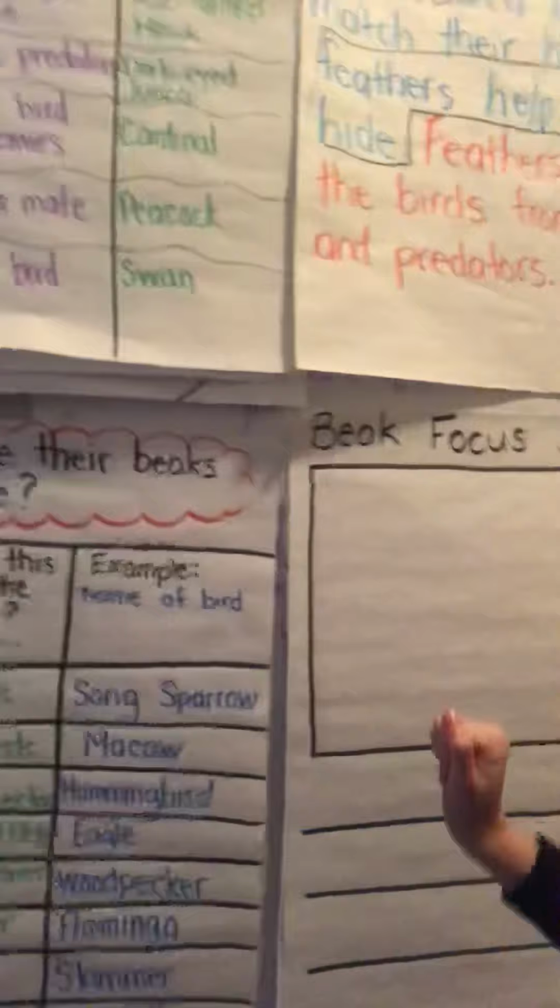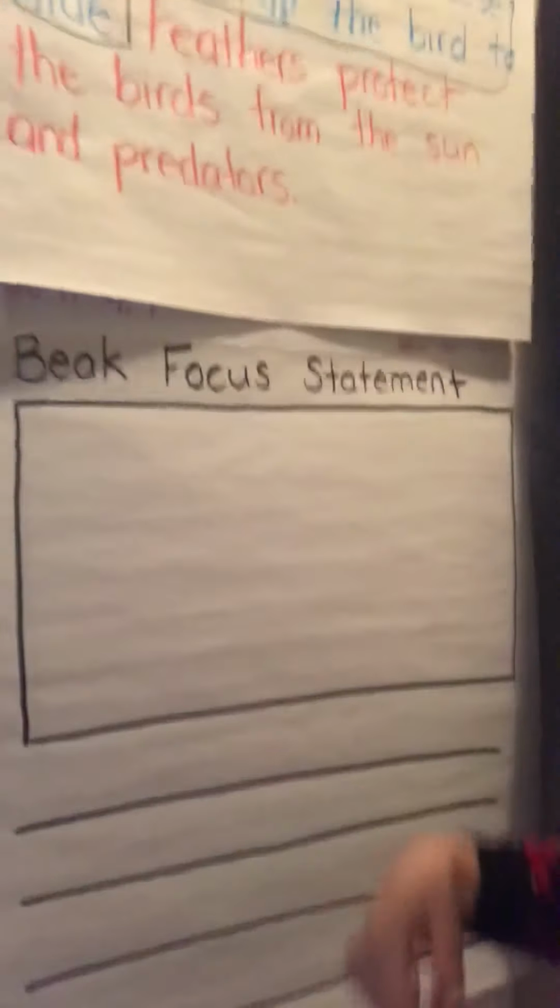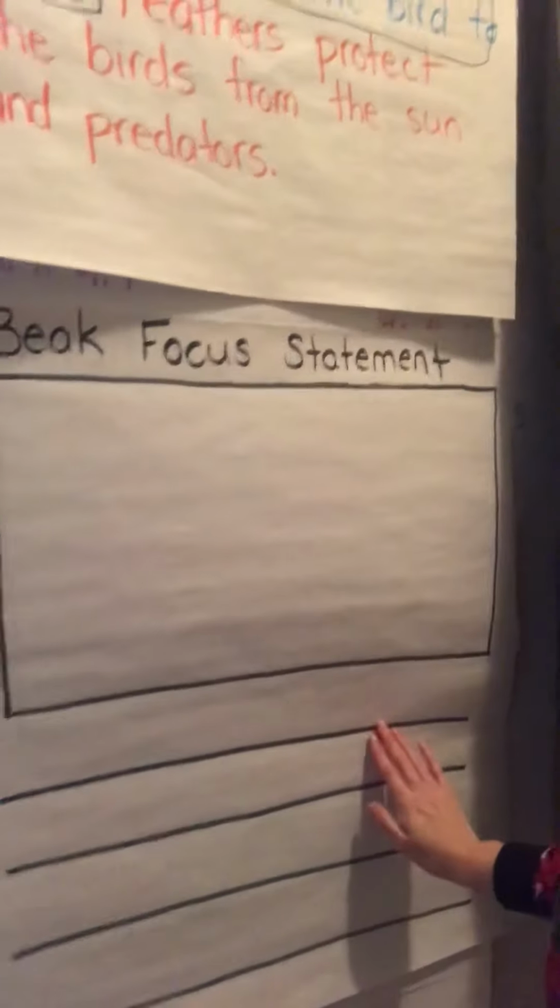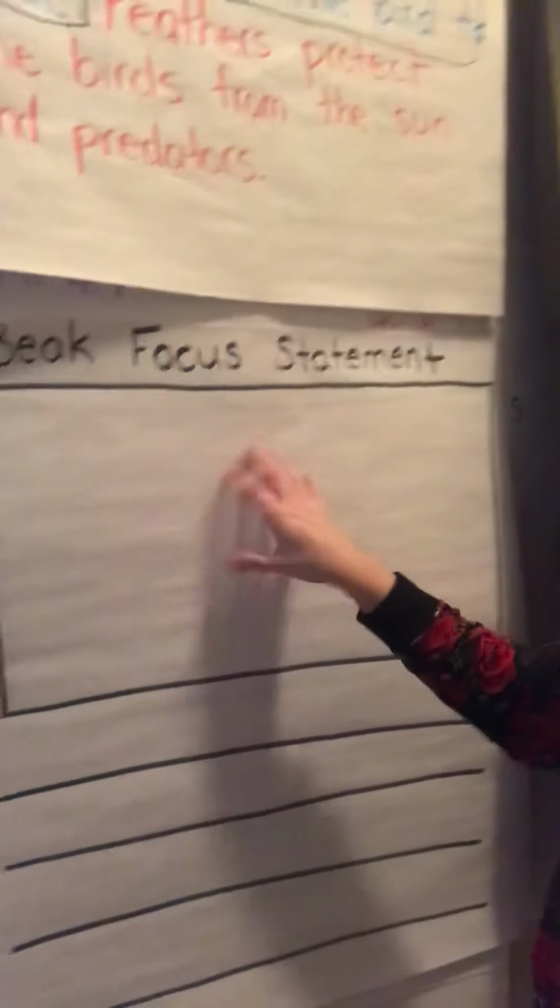So you're going to take your focus sentence and write it and then draw a picture to match, just like we did when we were writing our poem for the sun. So that's your first step, to talk about your focus statement, what your paragraph is about. And our paragraph this time is not about feathers helping birds survive, it's about how beaks help birds survive.